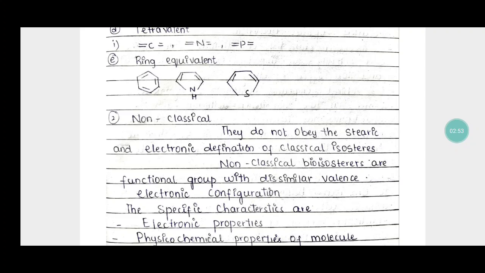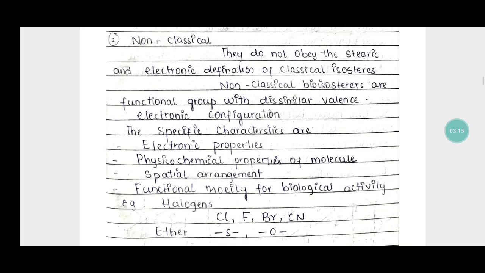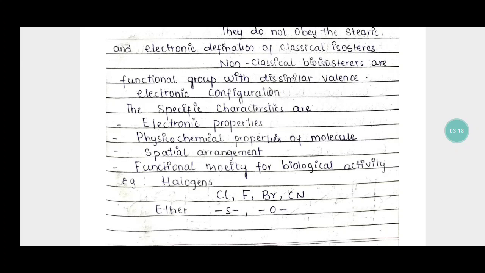So the non-classical bioisosteres are functional groups with dissimilar valence or electronic configuration. They do not obey the steric and electronic definition of classical isosteres. The specific characteristics of non-classical bioisosteres are electronic properties, physicochemical properties of the molecule, spectral arrangement, and functional moiety for biological activity, for example halogens and ether.